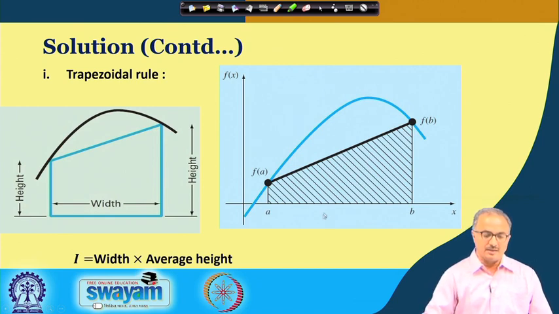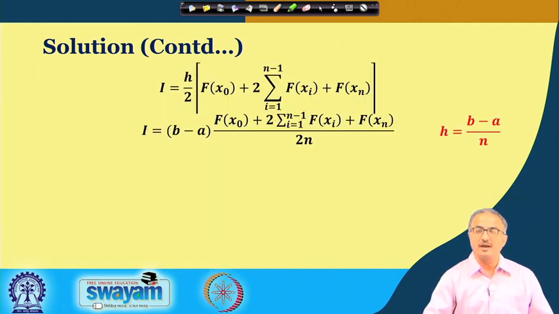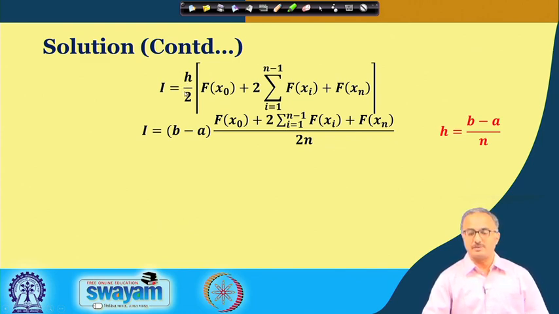The integral value is the width into the average height, and the average height is simply this height plus this height divided by 2. That means FA is the height, and FB is the height here. So (FA plus FB) divided by 2 is the average height. This simple principle has been taken into the trapezoidal rule, and here we divide the whole domain into small trapezoids.